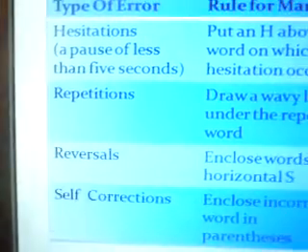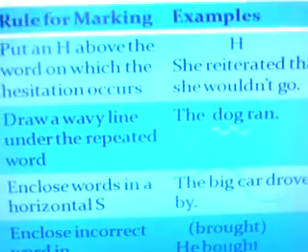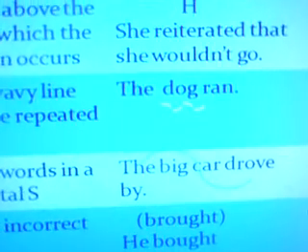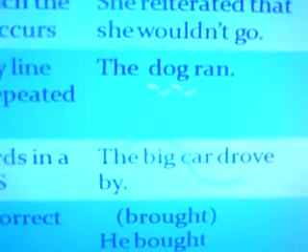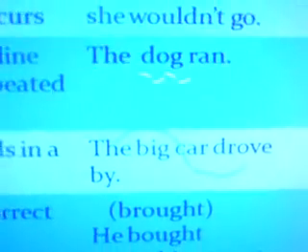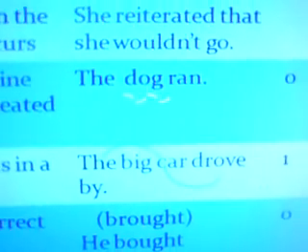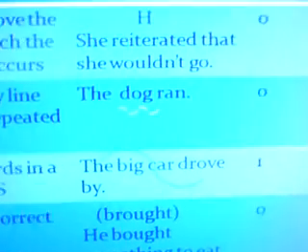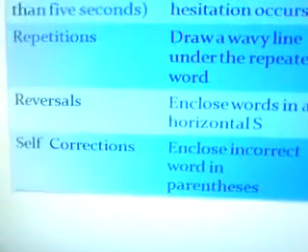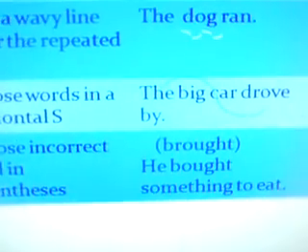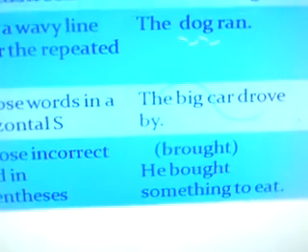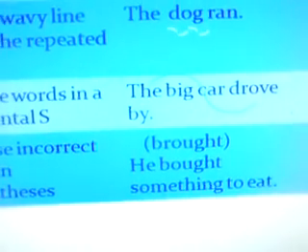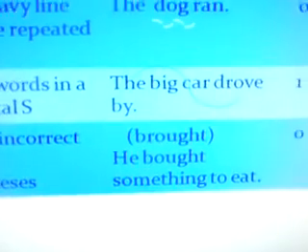Then we have reversals, and that's when they mix up the word order. So instead of saying the big car drove by, they said the car big drove by, and we have an enclosed horizontal S to show that mark, and you would deduct a point for that. And then we have self-corrections, when they correct their own mistakes. So instead of saying he bought, first they'll say he brought, and then they'll say, oh no, he bought something to eat. So you would put that word in parentheses.